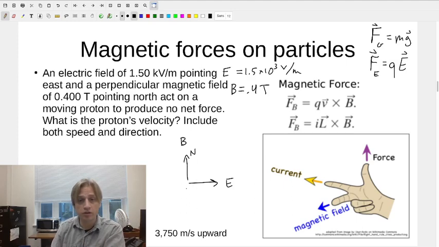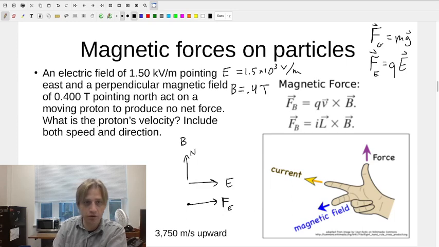Okay, so what I want you to appreciate is that if we drew a proton here, the electric field is pointing to the east, then my electrical force would be pulling also to the east. So the direction of the force is the same as the direction of the field because a proton has a positive charge.